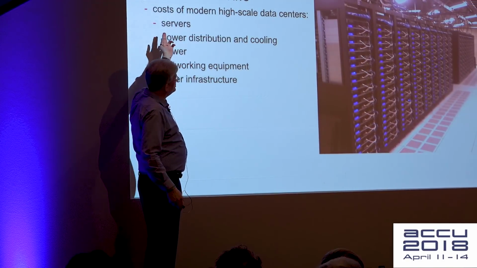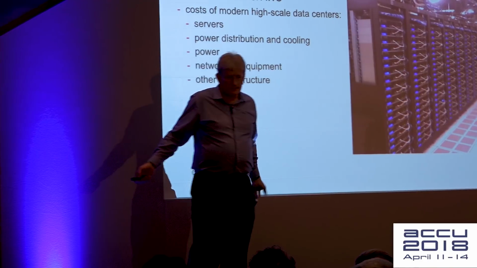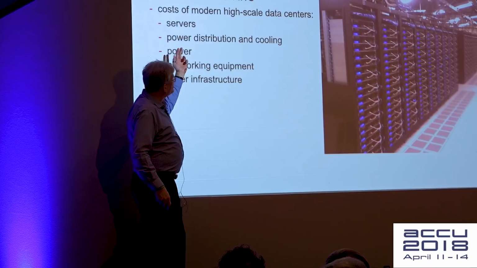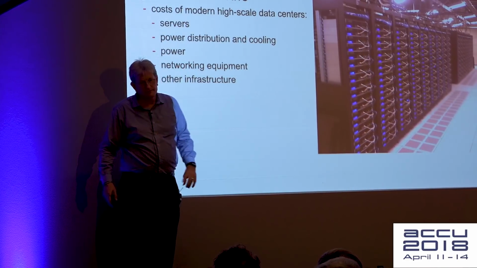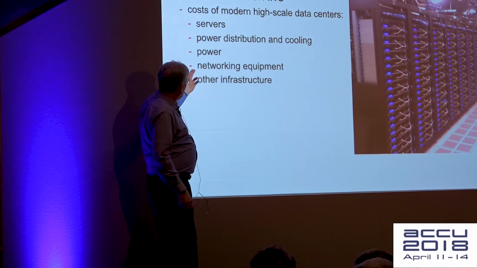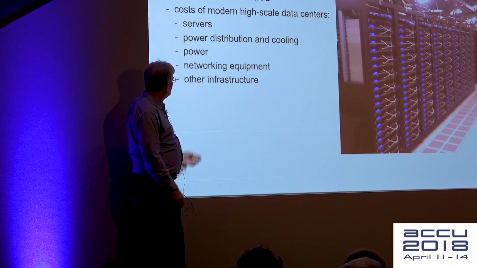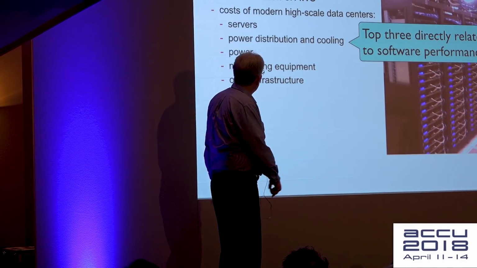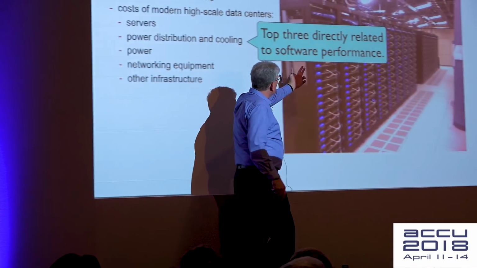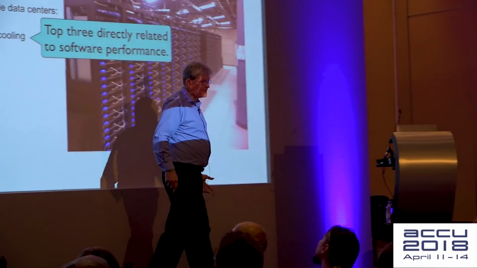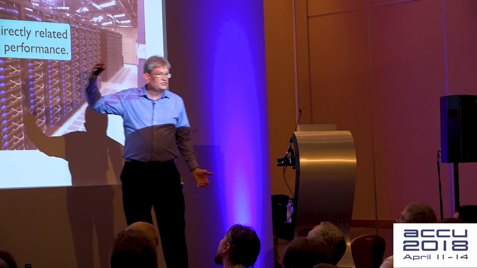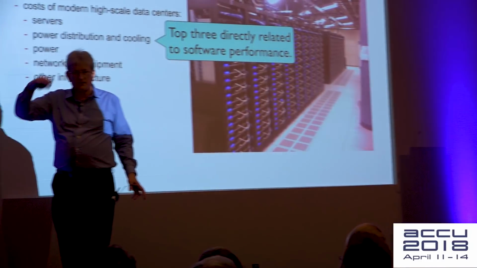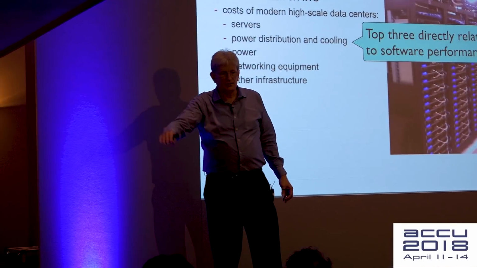So the highest cost, of course, was the hardware to buy the servers. And next was power distribution and cooling. Notice it costs more to cool them down than it does to power them. Interesting. And then, of course, there's more hardware, the networking equipment, and then there's other infrastructure. So a couple of things to notice here is the top three are directly related to software performance. If you can make the code 10% faster, you can reduce the cost of the data center by 9%.